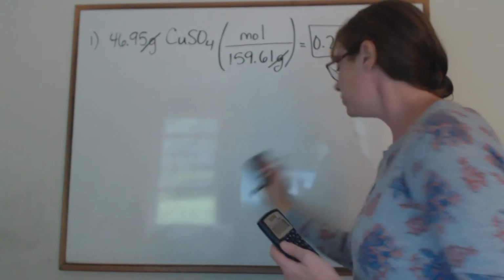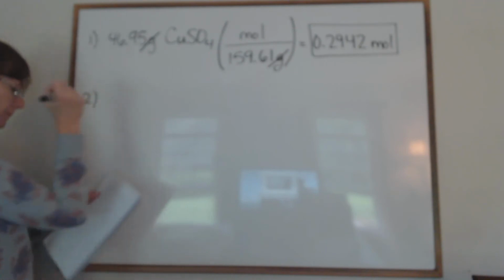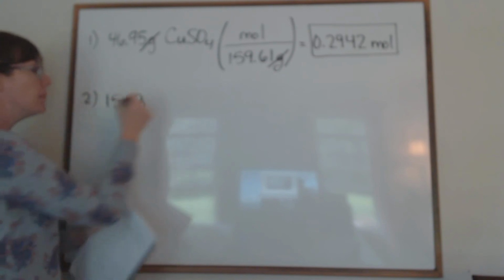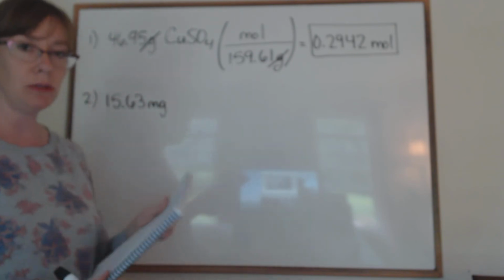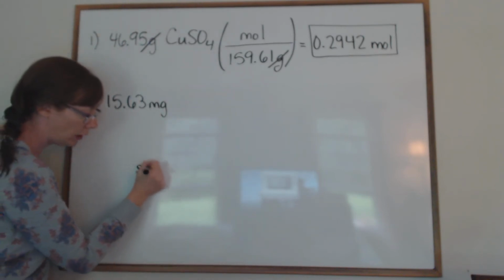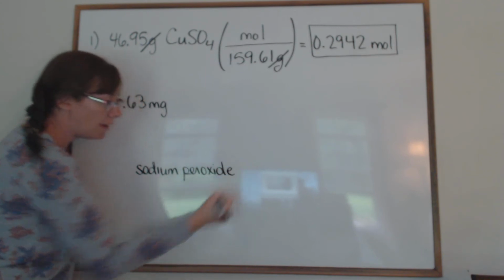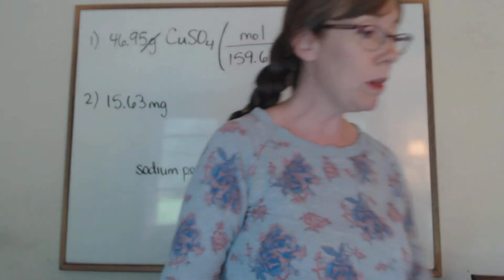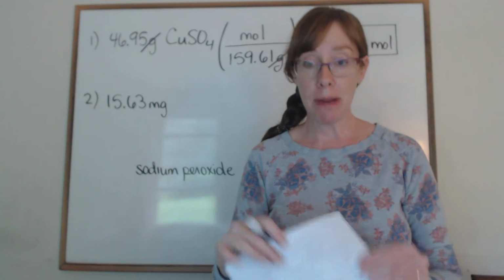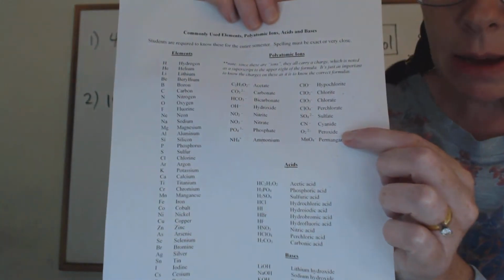And lastly, number 2. The number of moles in 15.63 milligrams of sodium peroxide. This is good because this allows us to do another thing here. Let me just kind of off to the side walk you through sodium peroxide. First thing is that you have to be so familiar with peroxide that you immediately recognize it not as an element but as a polyatomic ion. So you've done your work and you've memorized peroxide because that was on your list.